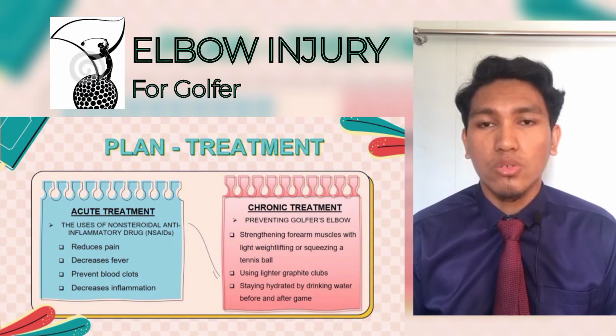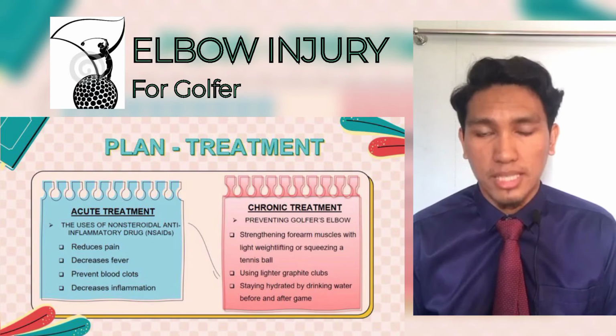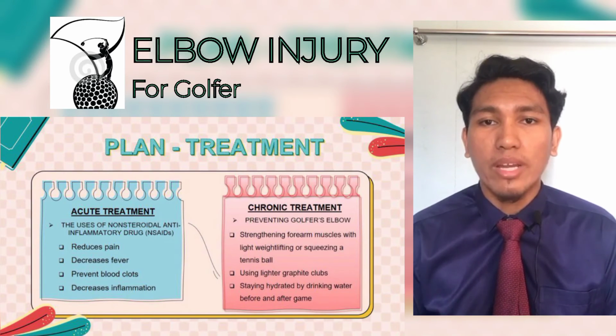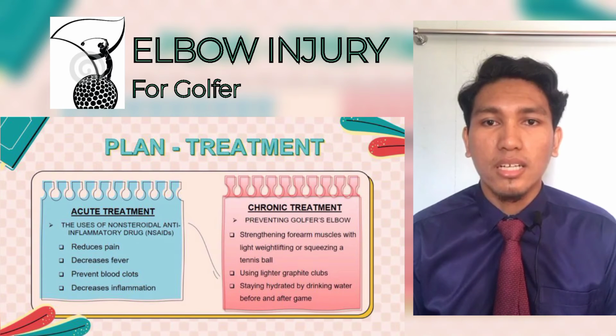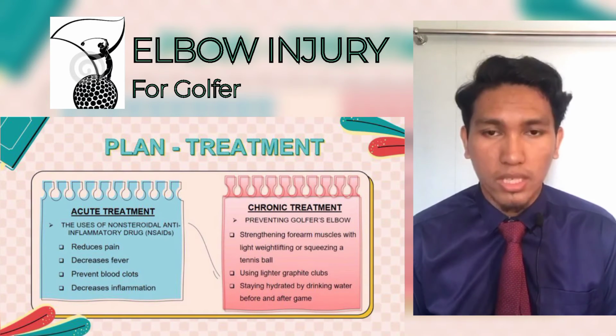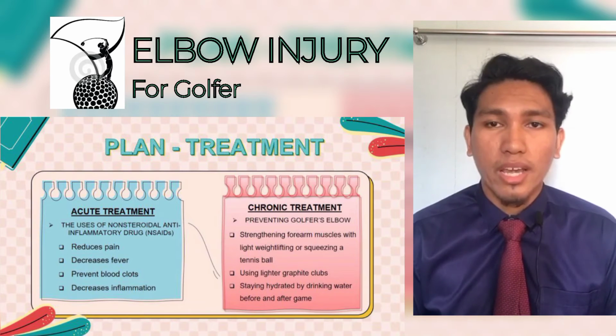So there are also a few things for preventing golfer's elbow. First, we can do lighter weightlifting or just squeeze a tennis ball to strengthen the forearm muscles. And of course, for those who do not want to skip training, he or she can use lighter graphite clubs before changing to the usual ones. And last but not least, always stay hydrated with water before, during and after the game.